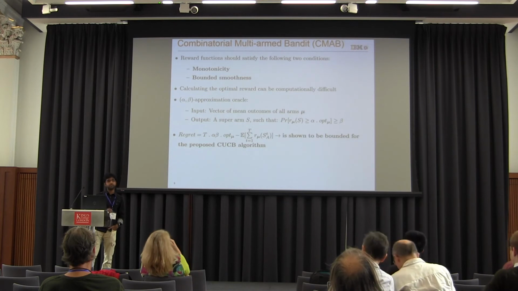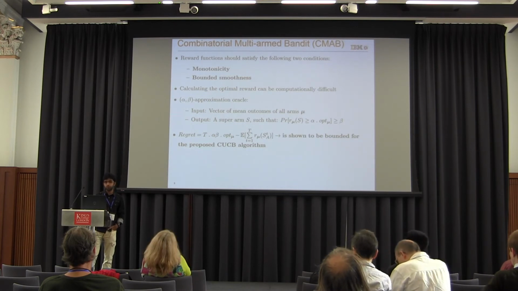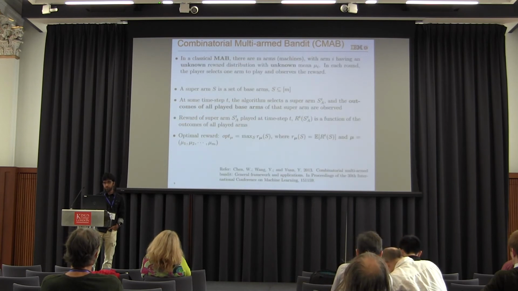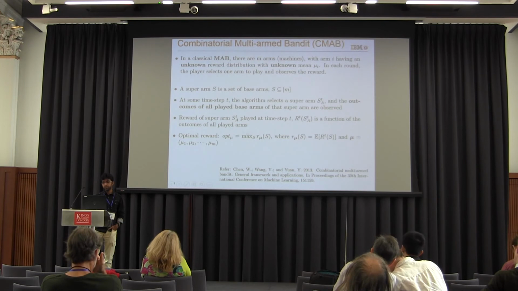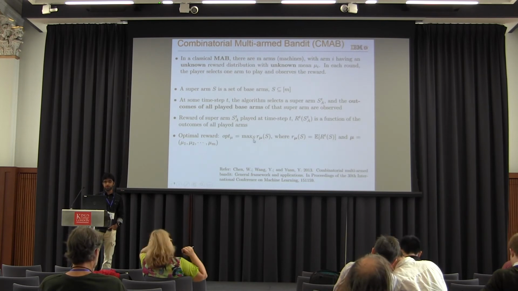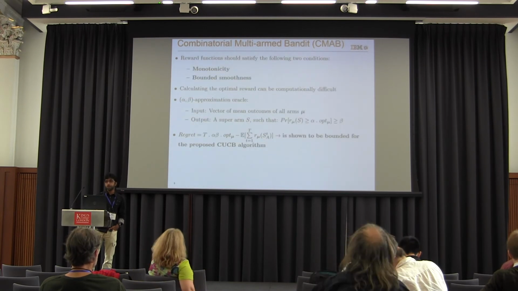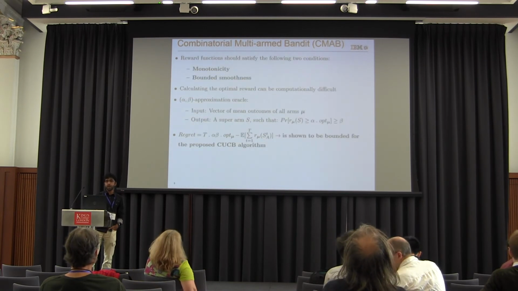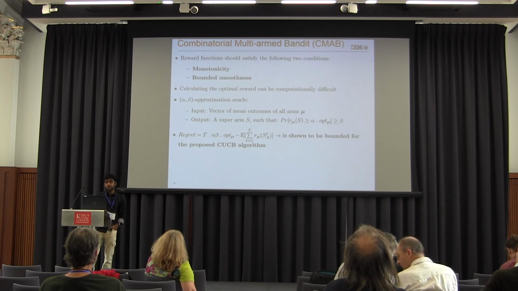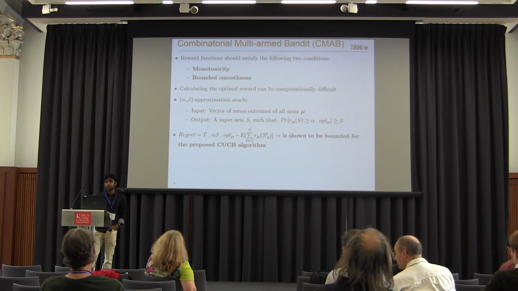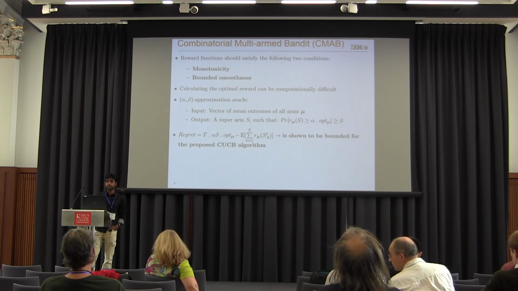According to that paper, this reward function should satisfy two properties: monotonicity and bounded smoothness. Also, if you look at the objective function here, it is basically maximizing the reward over all supersets. The number of supersets is exponential, so instead of getting the exact solution, you want an alpha-beta approximation oracle. The good thing is that in that paper they proposed the CUCB algorithm, the combinatorial upper confidence bound algorithm, for which they have shown that the regret is upper bounded.